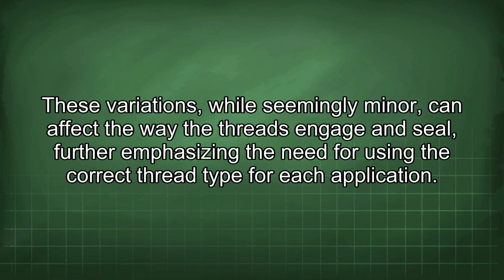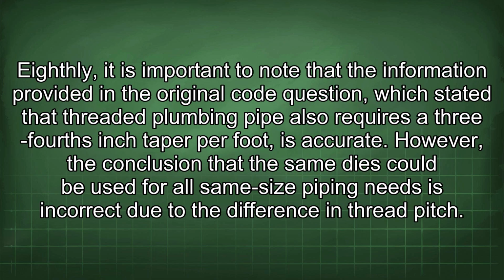These variations, while seemingly minor, can affect the way the threads engage and seal, further emphasizing the need for using the correct thread type for each application. Eighthly, it is important to note that the information provided in the original code question, which stated that threaded plumbing pipe also requires a 3/4 inch taper per foot, is accurate.